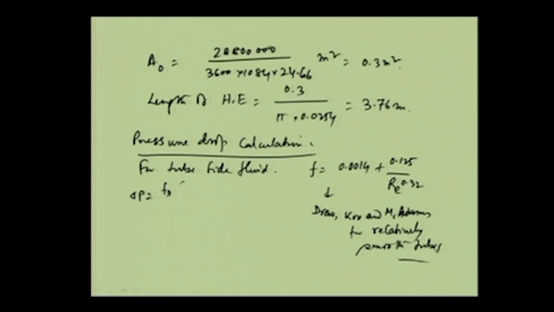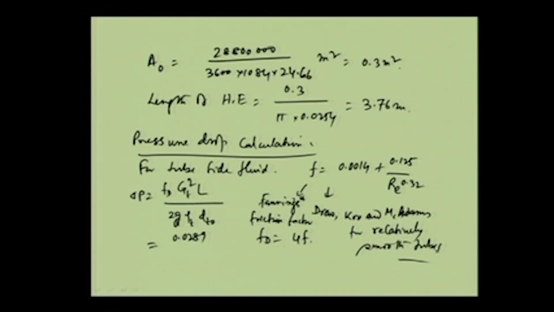So if we use this relationship for pressure drop calculations, then delta P is nothing but Darcy's friction factor into G tube side whole square into L by 2g then rho T into dt naught. So here this GT we know, FD is Darcy's friction factor, we can calculate from here. L is the length of this, and g is the acceleration due to gravity, rho T we know, and dt also we know. Then if we put all the values, 0.0289, that you can calculate from here. Okay, friction factor.